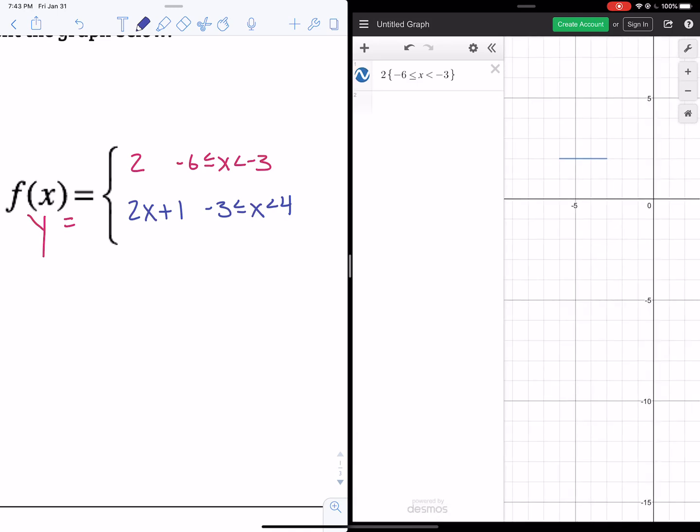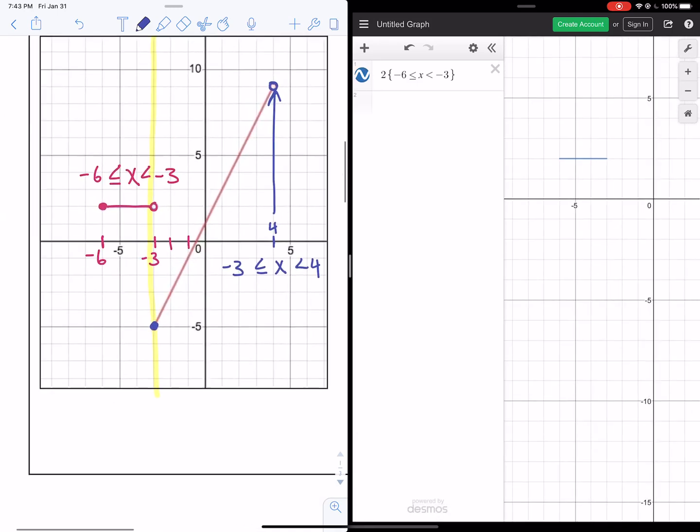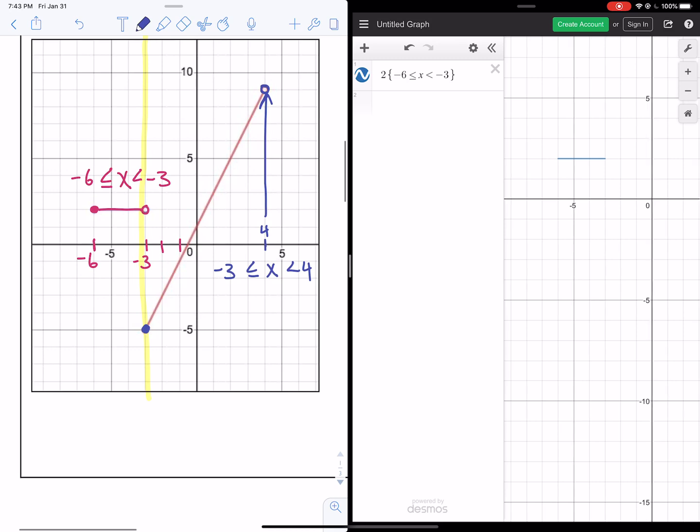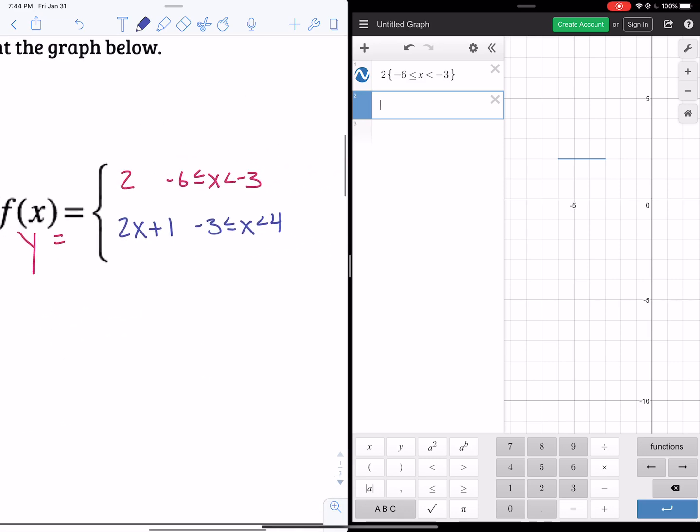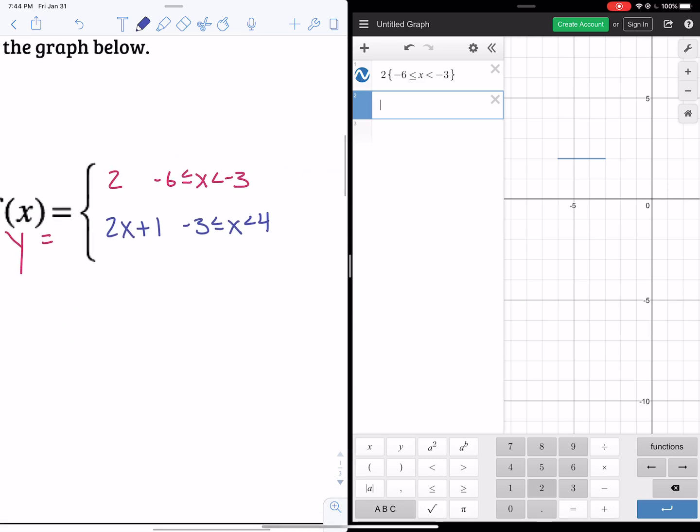And you notice that that does look like that little part of the graph that we've got so far. And if you drag your cursor, you can tell that one end is open and one end is closed, and it does match what we have over here in the picture. Okay, now let's try the next one.